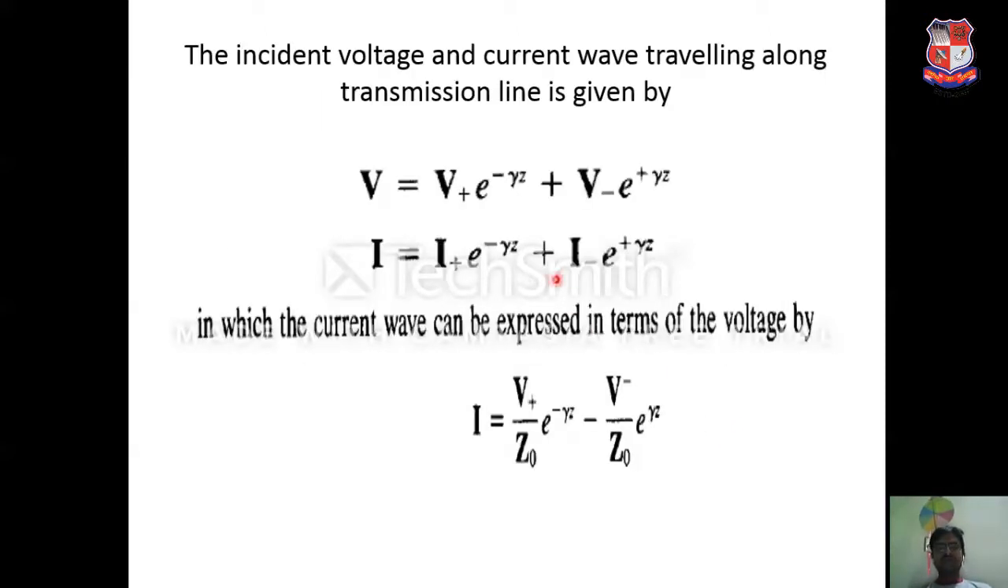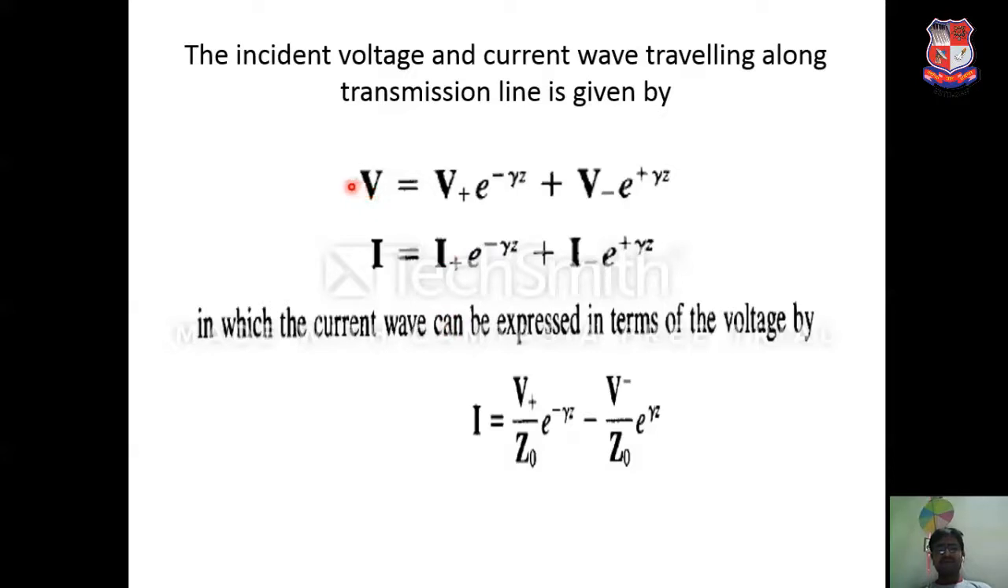Now if we consider the value of voltage, then of course, as we have discussed, it is because of the incident voltage V plus as well as the reflected voltage V minus. So V is equal to V plus into e raised to minus gamma z plus V minus into e raised to plus gamma z. In the same way, the value of current I.